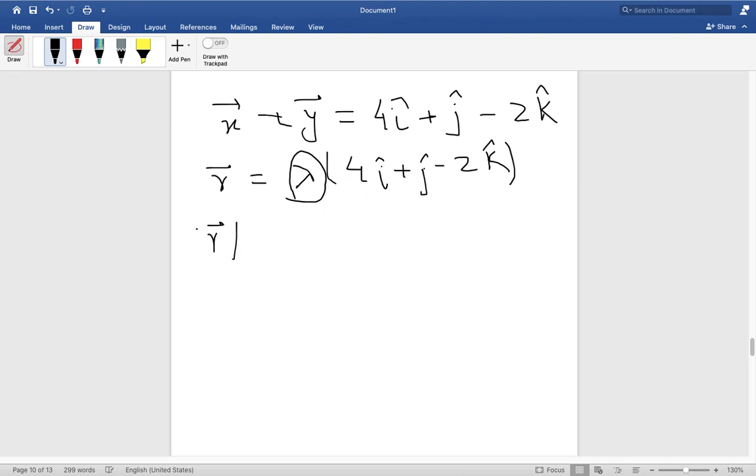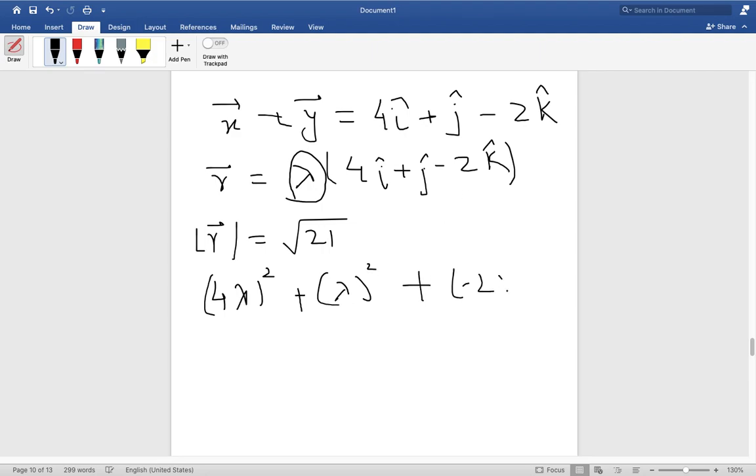The magnitude of this vector is given as square root of 21. What will be the magnitude from here? You need 4 lambda whole square plus lambda square plus minus 2 lambda square is equal to 21. Right? This is the magnitude of a vector.